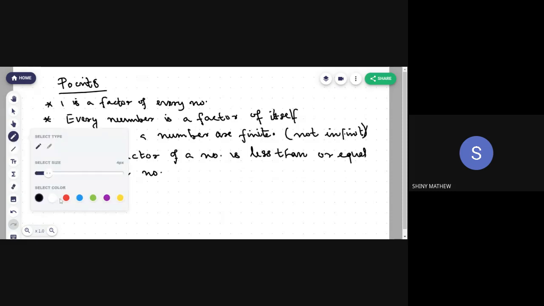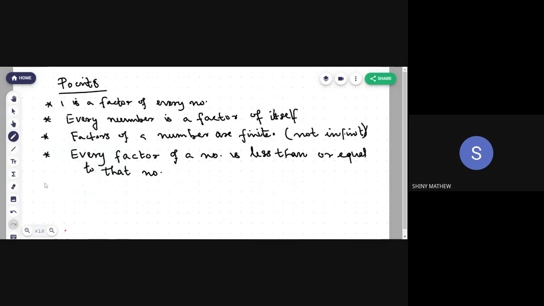Find factors of the following numbers. Find factors. The first question is 30. The given number is 30.